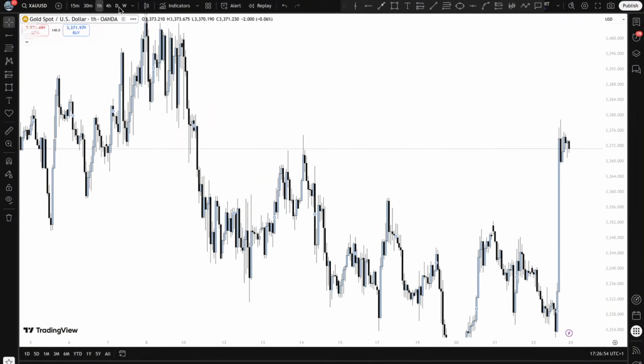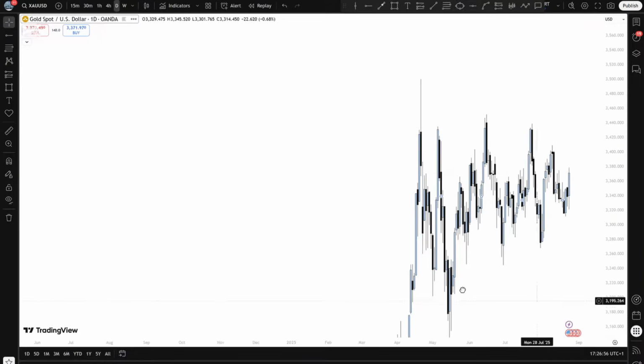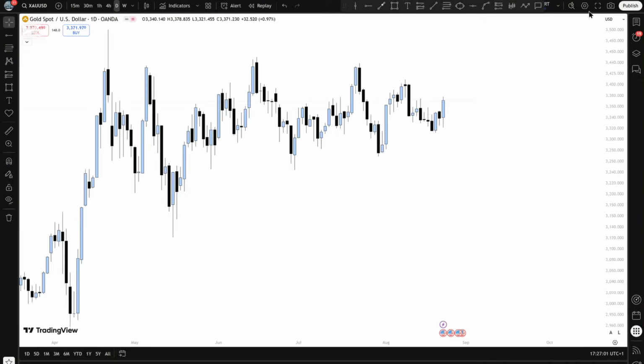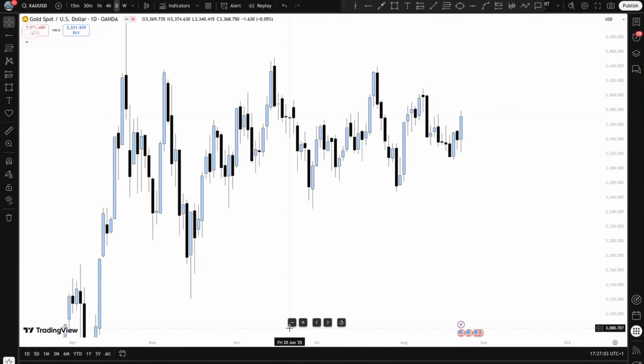First of all, we go to the daily time frame. We are day traders. What do we go to the daily time frame to do? We analyze or find the trend of the market for the week, where the market will be heading to.